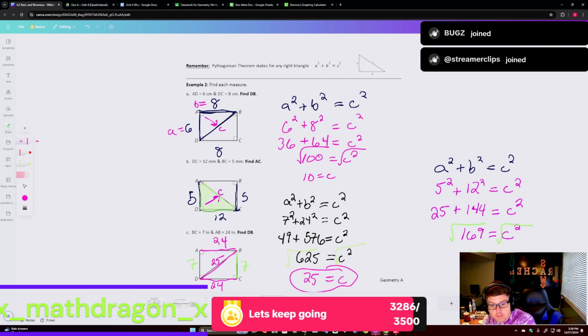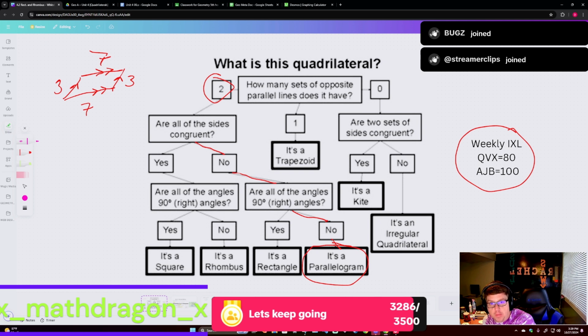All right, excellent. So that is our rectangle. So going back to here, how many sets of parallel sides? We had 2. Are all of the sides congruent? No, we still don't have all 4 sides congruent. But are all 4 angles 90 degrees? Now we can slide to the yes. Because in a rectangle, all 4 angles are 90 degrees. And look what we have. We've got a rectangle. Okay?